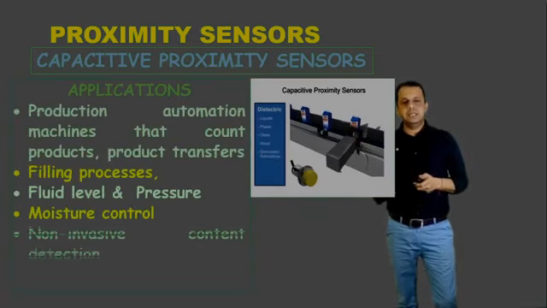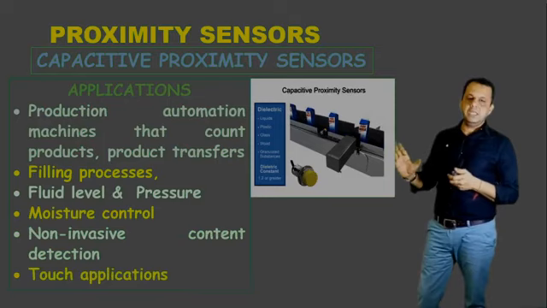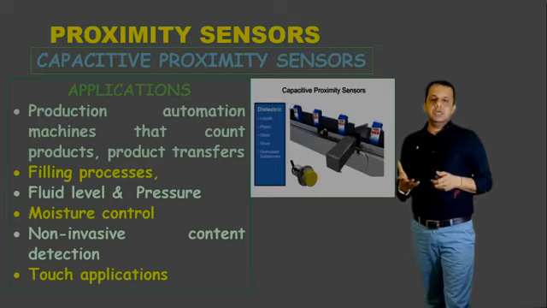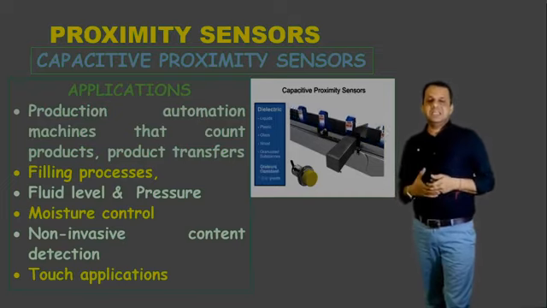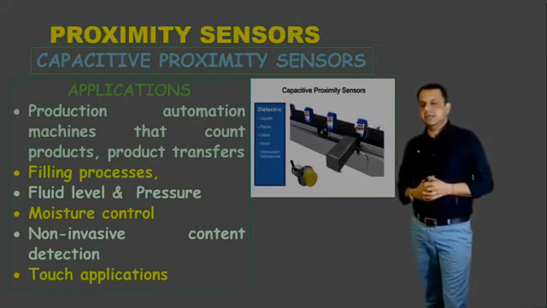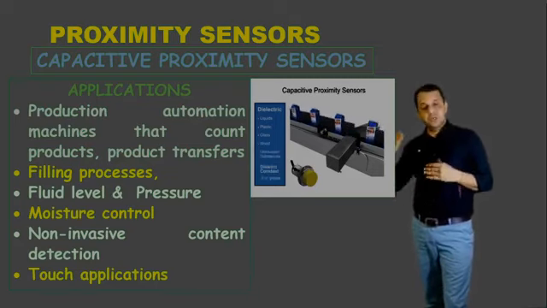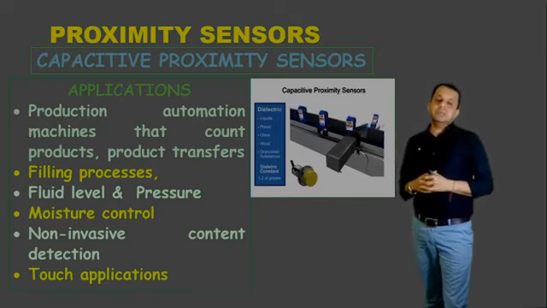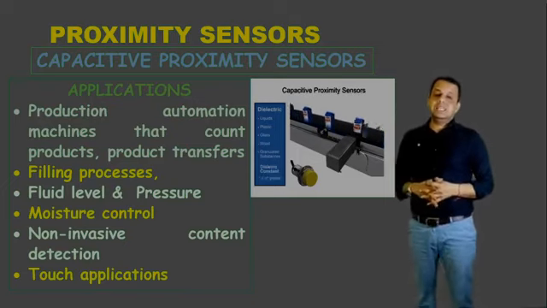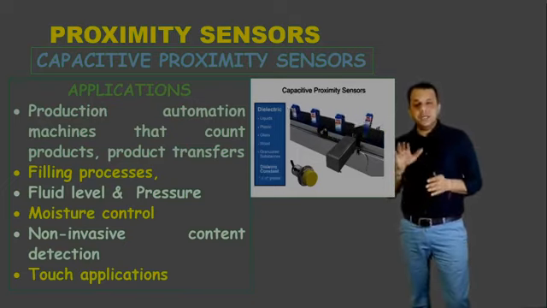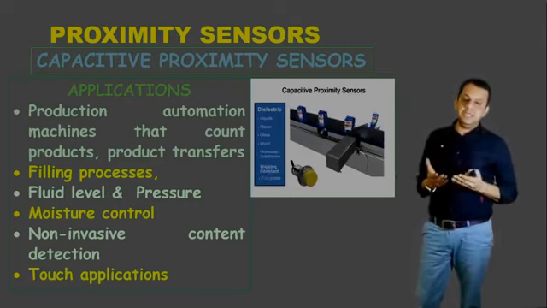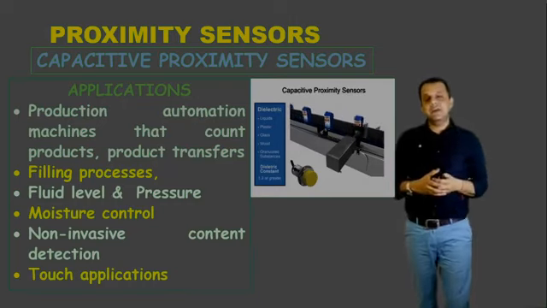Applications, if we look at that, here you see one of the applications I'm running through in this session: a production automation machine that counts the product or product transfer, which you can see here in the diagram; filling the process or fluid level and pressure measurement that we have done in the previous session; moisture control; then non-erosive content detection or touch applications. Touch applications are basically used in our cell phones and touchscreen devices.